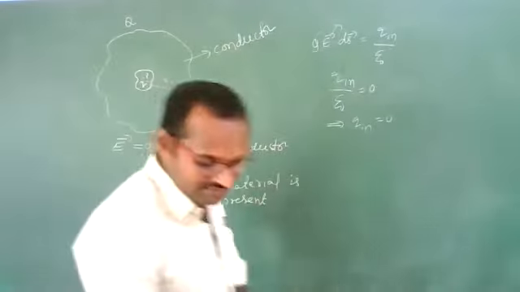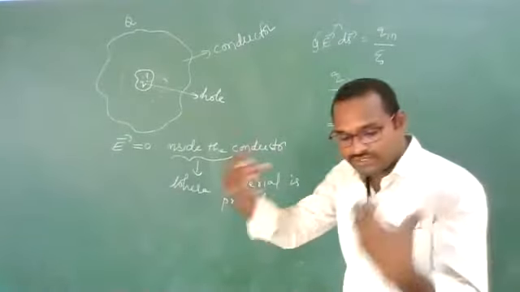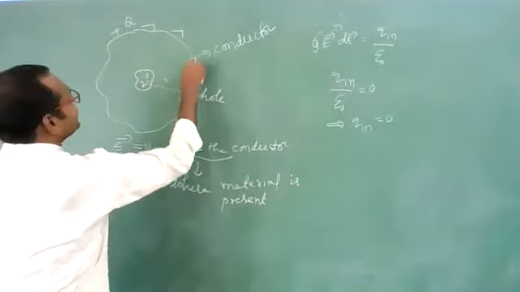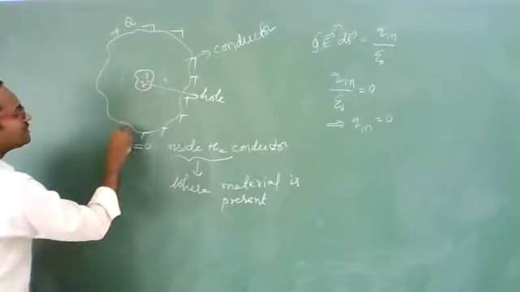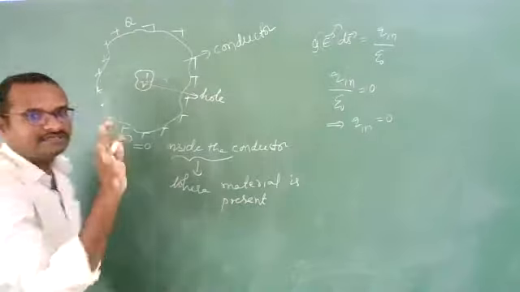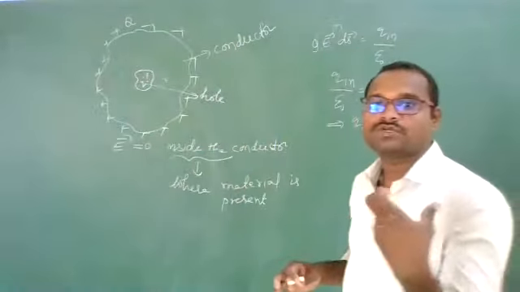That means if a conductor has a cavity, whatever charge you give to that conductor will stay only on its surface. It cannot stay in that cavity. In that cavity there will be no charge, meaning no electric field. That is called electrostatic shielding.